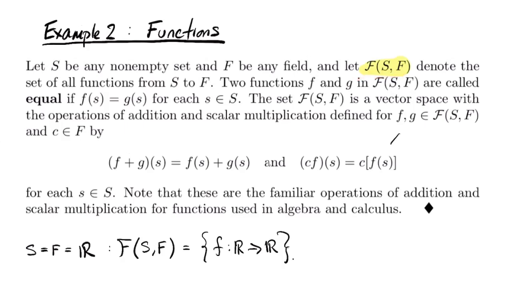Again, F is any set in the world as long as it's not empty. F has to be a field. And it's just the set of all functions to it. So two functions are the same if they do the same thing to every input, just like usual. And it's a vector space under these two operations.